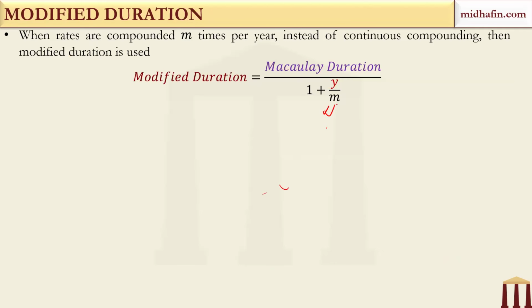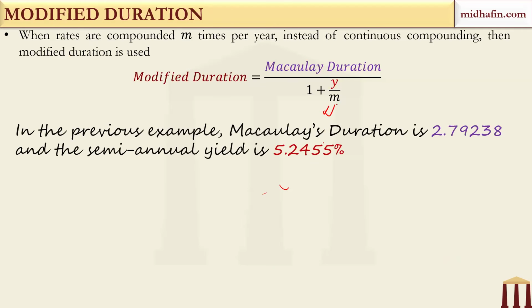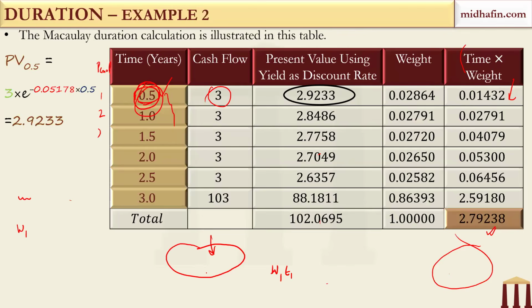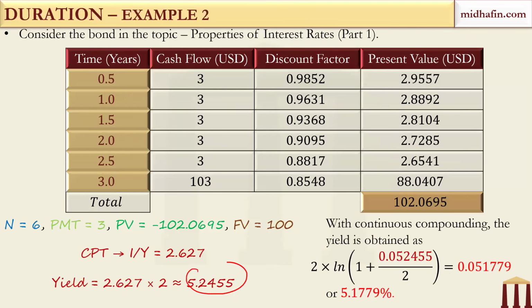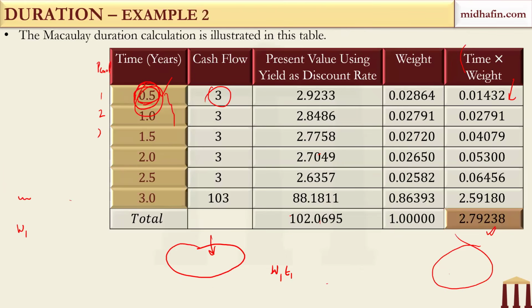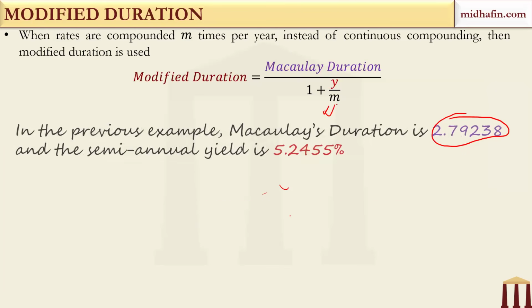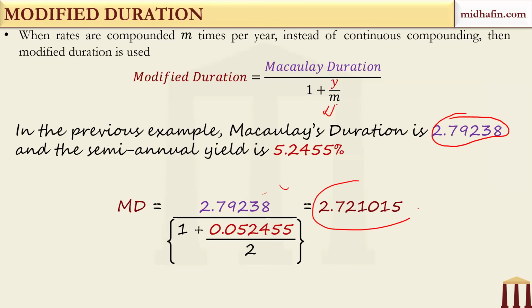So if we take an example, the previous example, again, we have to be very smart about it. We calculated the Macaulay duration as 2.79238. Now to find out the modified duration, which yield will you use? Continuously compounded yield or semi-annual compounded yield? Now you will use this yield, the first one, 5.2455. Okay. So that is what we do. And we get the modified duration as 2.721015. Okay.